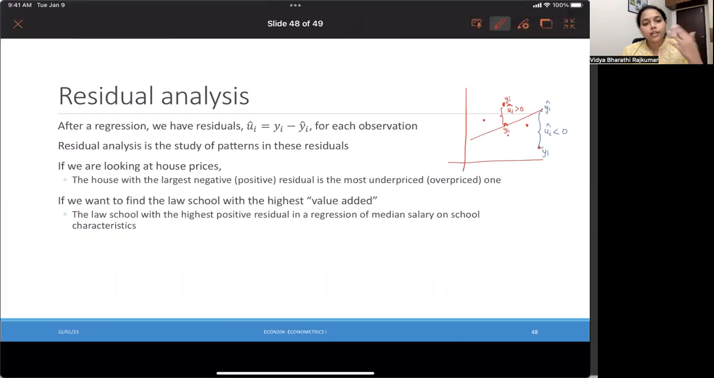A positive residual means, if you look at the chart that I've drawn on the slide here, a case where your actual Y value lies above the predicted Y value. So you're under predicting in that case. In the second case, your predicted value is greater than the actual value. So in such cases, you're over predicting.